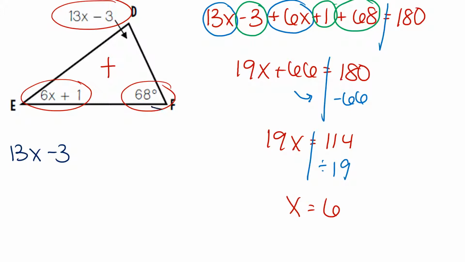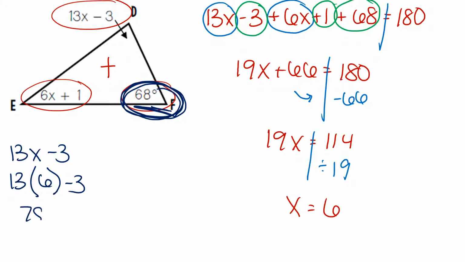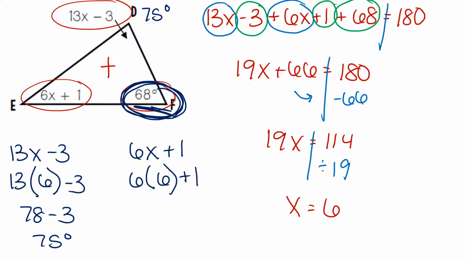We already know angle F is 68 degrees. We have to solve the other two. Instead of 13x minus 3, we're going to use our answer 6. 13 times 6 is going to give us 78, minus 3 is going to give us 75. Angle D is 75 degrees. The last angle, angle E, we plug in our answer to 6x plus 1. 6 times 6 is 36, plus 1 is 37. Angle E is 37 degrees.